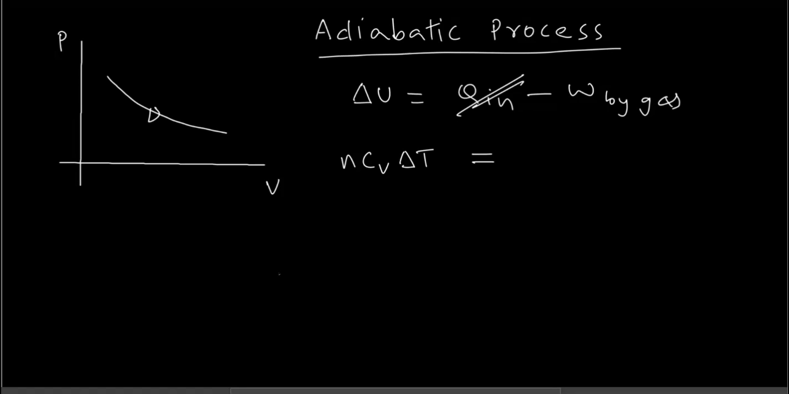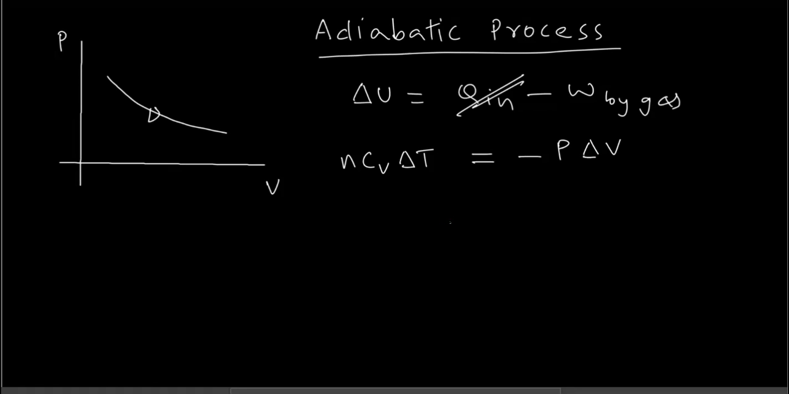Okay, n Cv into delta T. Now, when it comes to work done by gas, it is like P, let's say delta V, if I take a tiny change. Now, the issue here is somehow I need to convert this into an integral to get an expression. So I have everything. Temperature is there, pressure is there, volume is there.